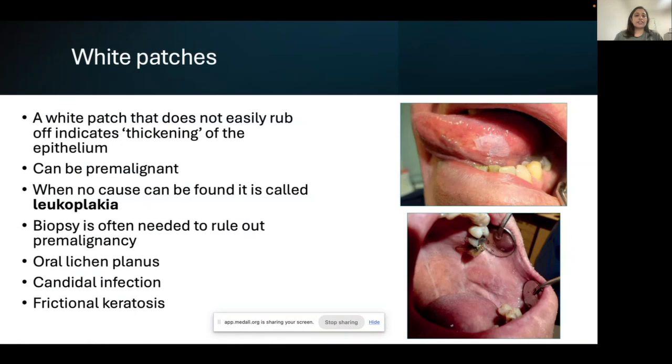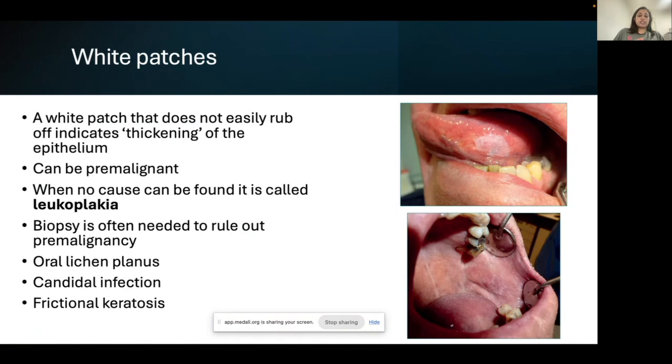So white patches. A white patch that doesn't rub off easily indicates a thickening of the epithelium. And as we all know as doctors, if it's a white patch that does rub off easily, it's probably candida. They can be pre-malignant, so it's worth checking them out. And when no obvious cause can be found, it's called leukoplakia. You often see that written down in places, especially in patient diagnoses. Like I said earlier, a diagnosis is normally needed to rule out any pre-malignancy.